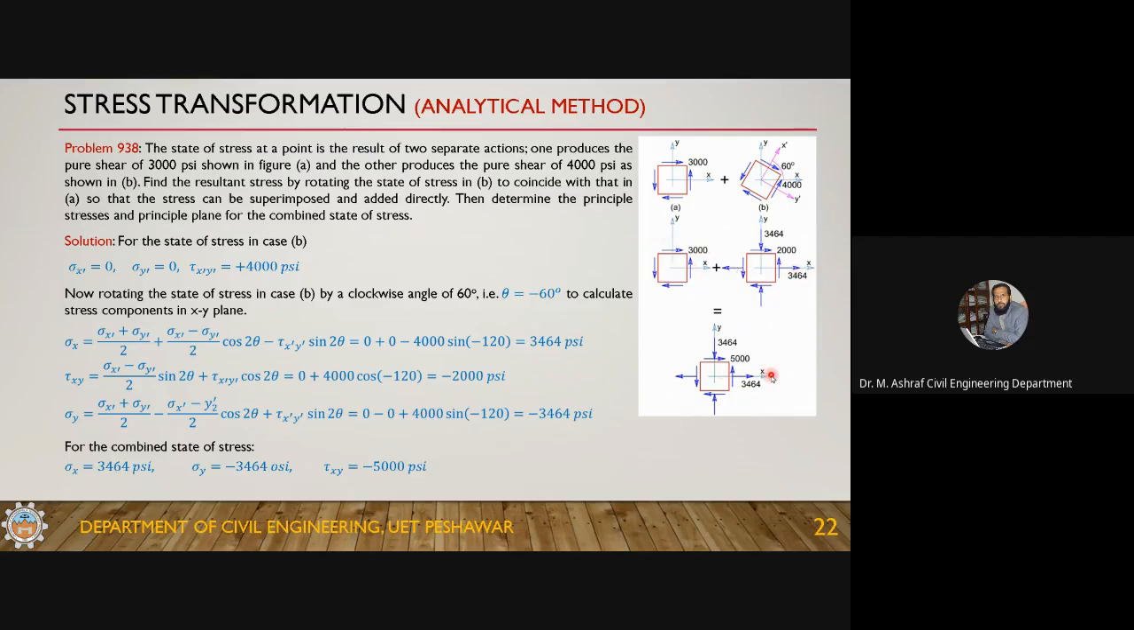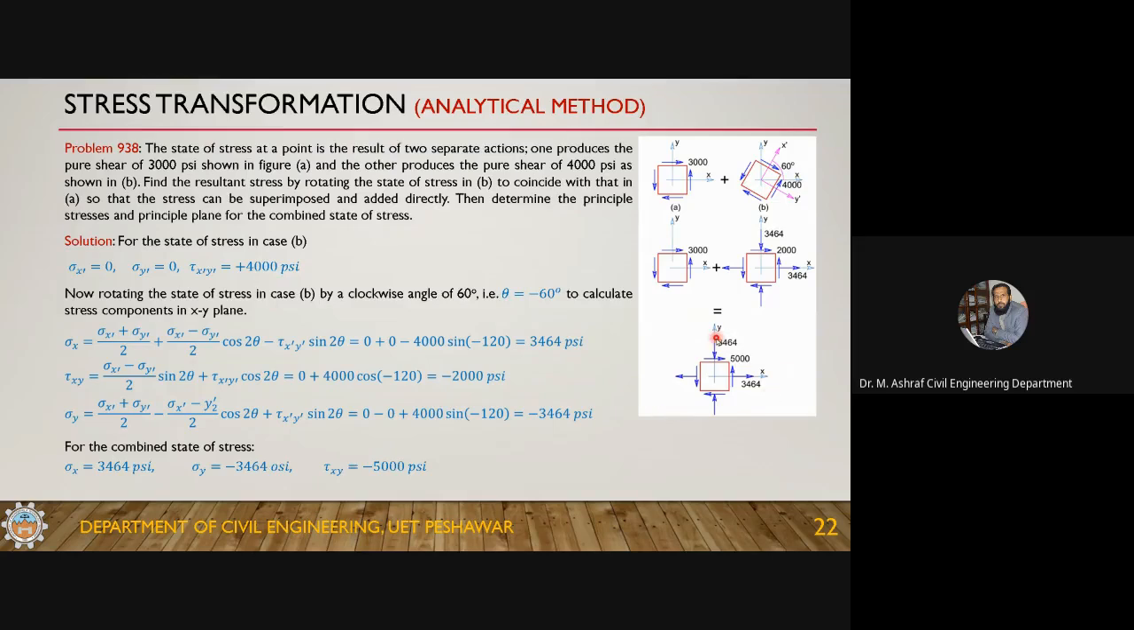So this is 3464. There is no normal stress in this direction. For this case, the only one is this compression of 3464. So you will get here 3464. Here the shear is 3000 and here the shear is 2000 and both are in the same direction. If you make a mistake in the direction, then it will not result in a 5000 stress, because if you reverse it, it will result in a stress of 1000 psi, which will be a wrong result. So this is the final combined state of stress.